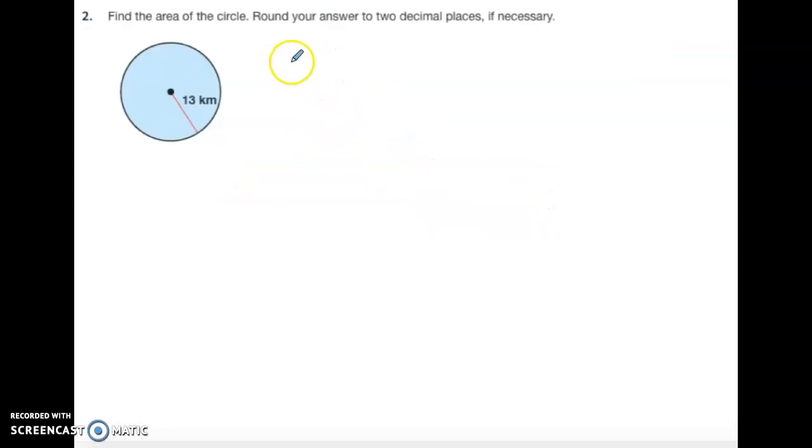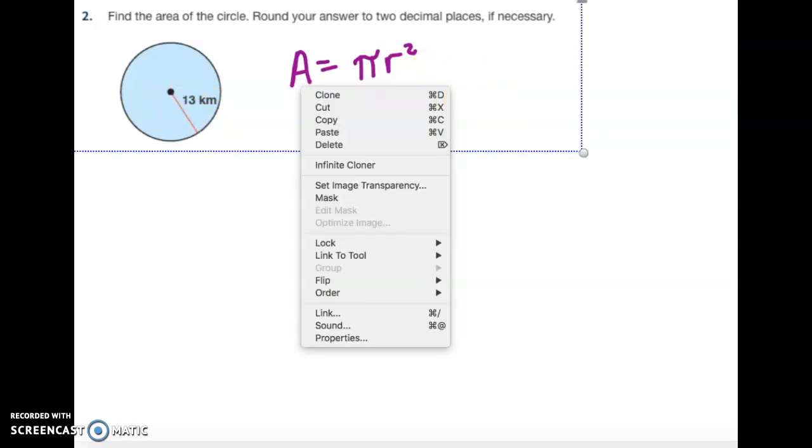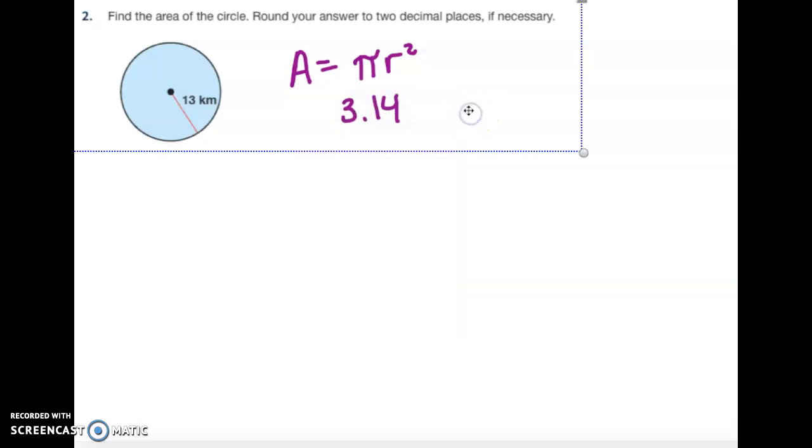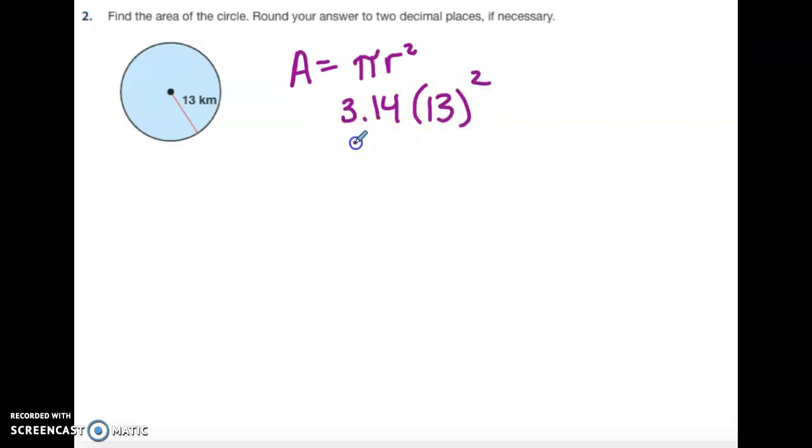Number 2, now we want to find the area. Area equals pi times radius squared. So we have 3.14. This only goes halfway through the circle, so that's given our radius already. So 3.14 times 13 squared is 530.66 kilometers squared. Area, our units are always squared.